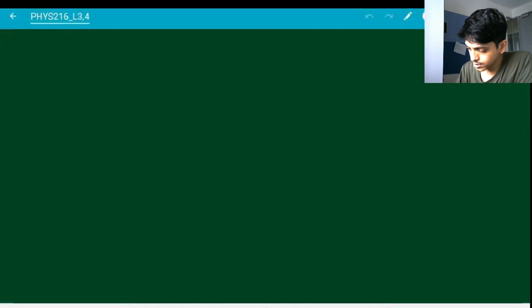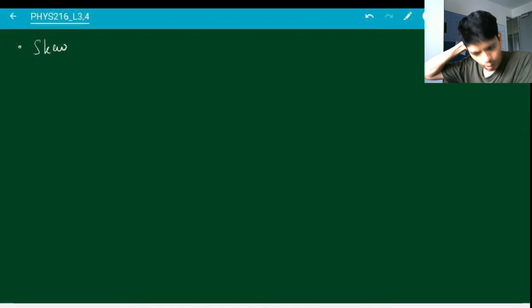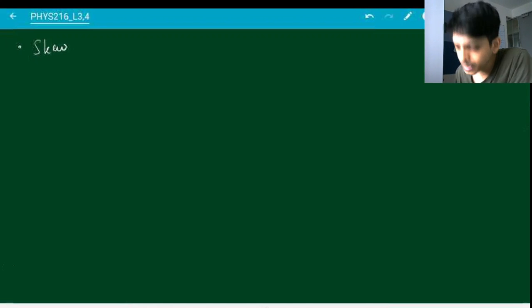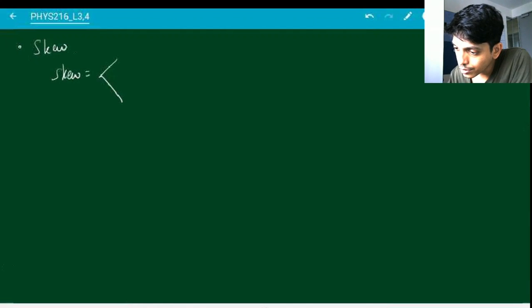Okay, so this was the variance and standard deviation. Then there's one more quantity which is the skew. Not so commonly used. How is skew defined? Skew is defined as the average of this quantity.